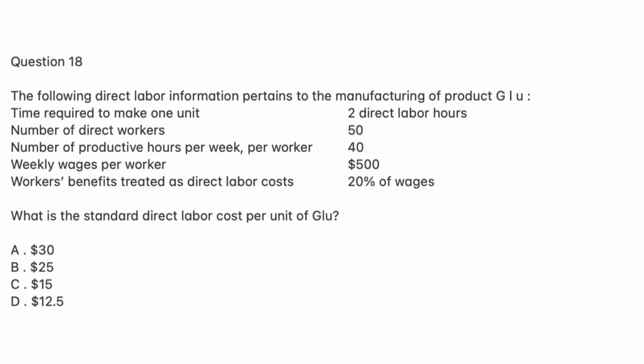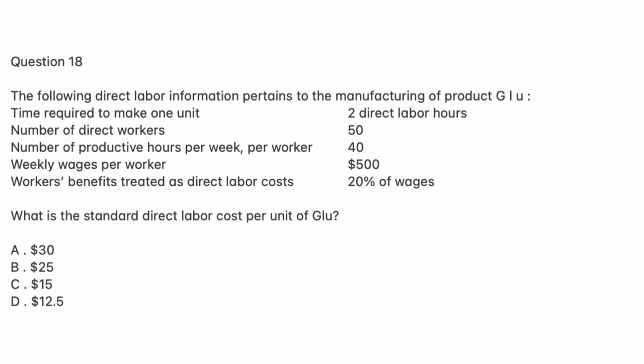Question 18. The following direct labor information pertains to the manufacturing of product GLU. Time required to make 1 unit: 2 direct labor hours. Number of direct workers: 50. Number of productive hours per week, per worker: 40. Weekly wages per worker: $500. Workers' benefits treated as direct labor costs: 20% of wages. What is the standard direct labor cost per unit of glue? A. $30. B.